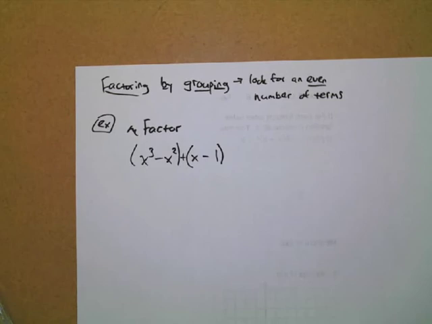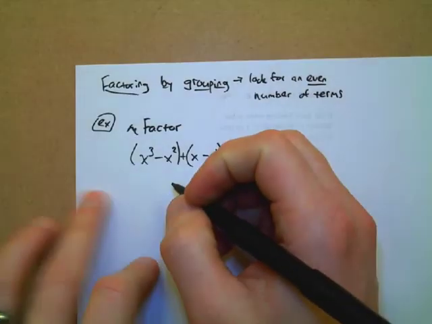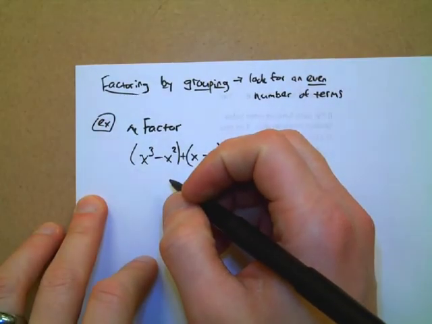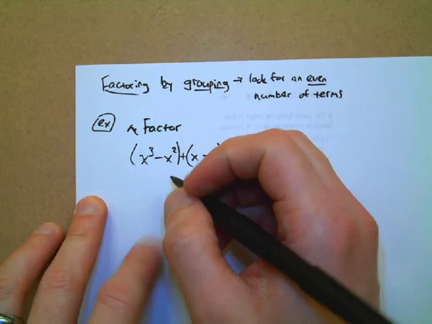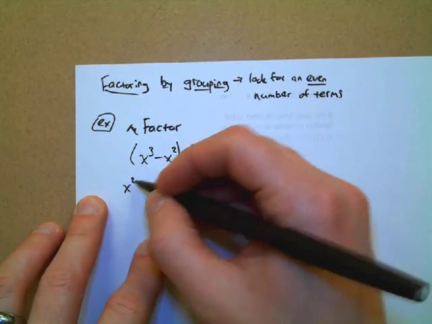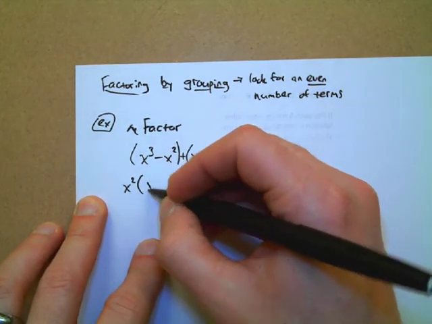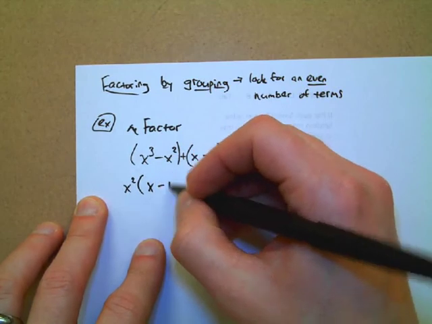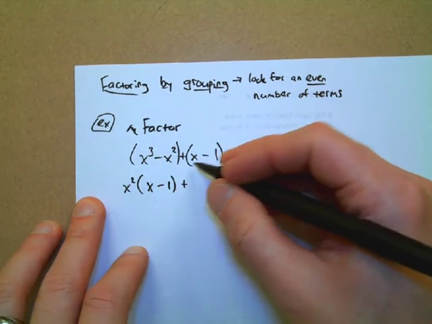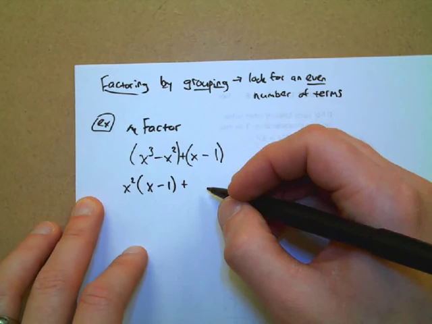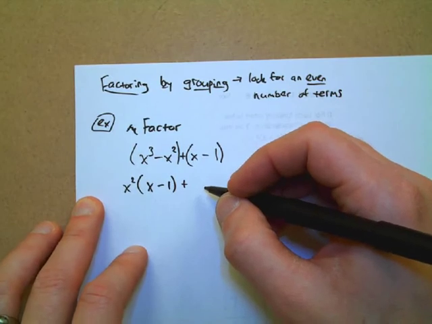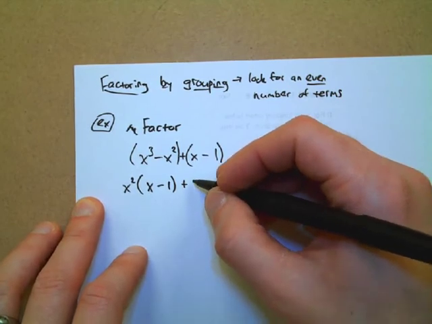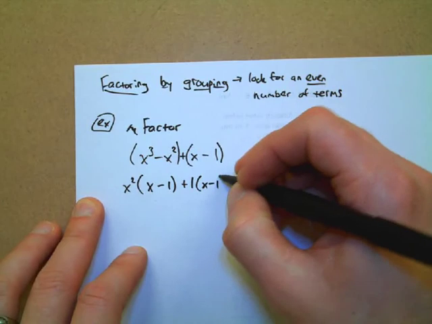From that first group, Luke, what can I take out from that first group? X squared. There you go. Good job. Taking x squared out of x cubed is just x. Taking x squared out of x squared is minus 1 there. How about that second group here, Luke? What can we take out? We can take out a 1. Yep, just a 1. You got it. Now we've got the x minus 1 left over there.